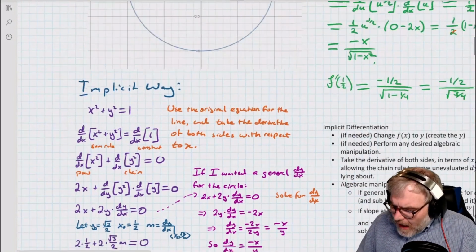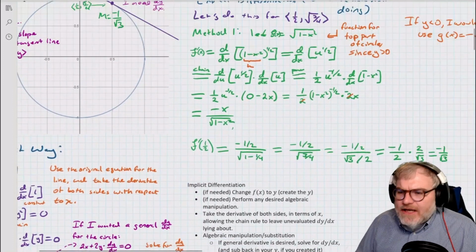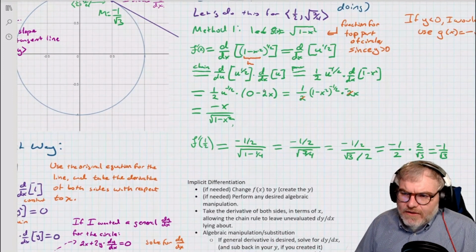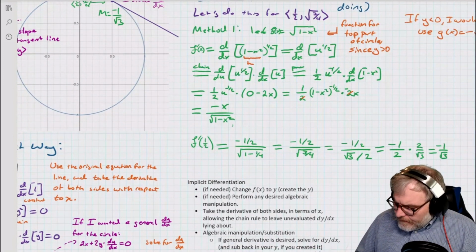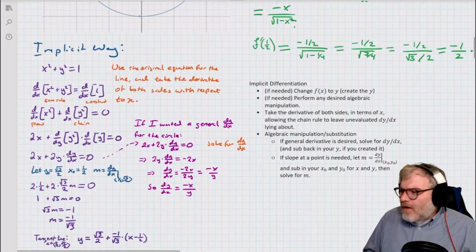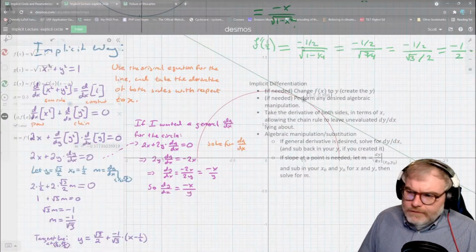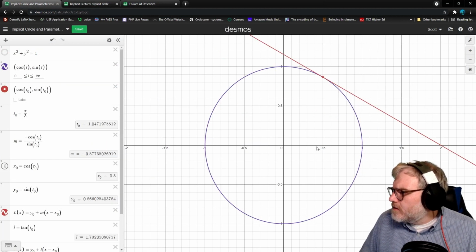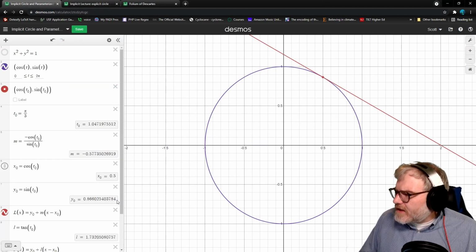Even if y is negative, right? This equation didn't work if y was negative, right? This was only the top half of the circle. This thing works no matter what. Well, not no matter what. It doesn't work right here, but it works for the rest of the points.